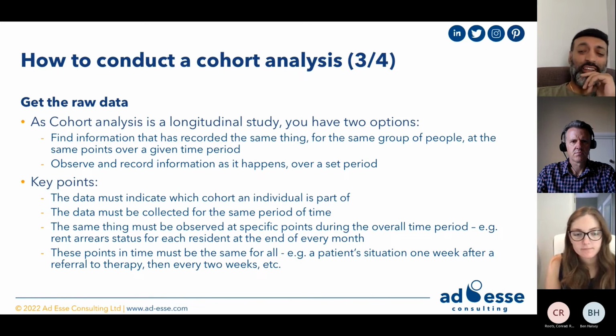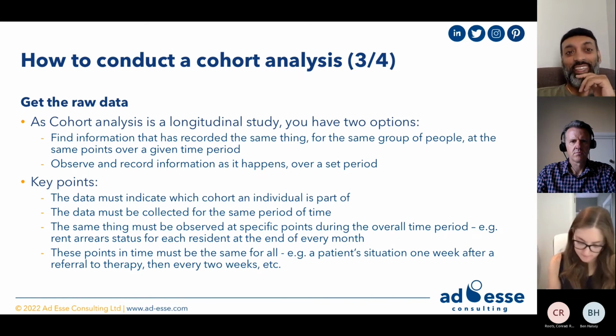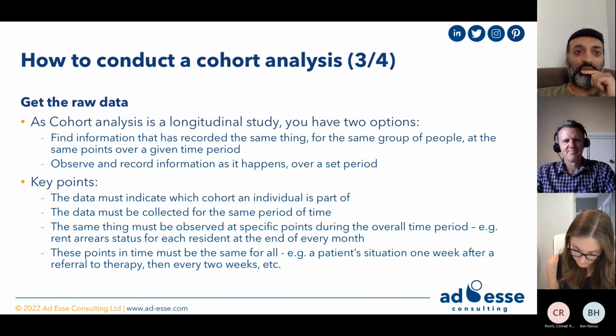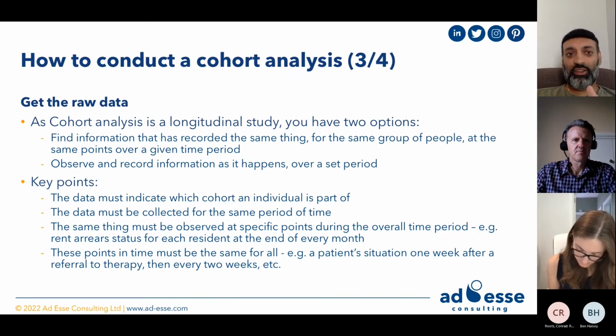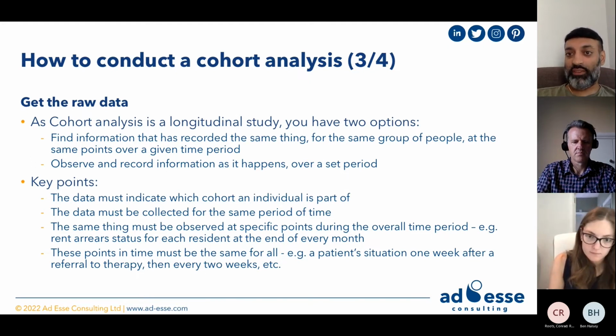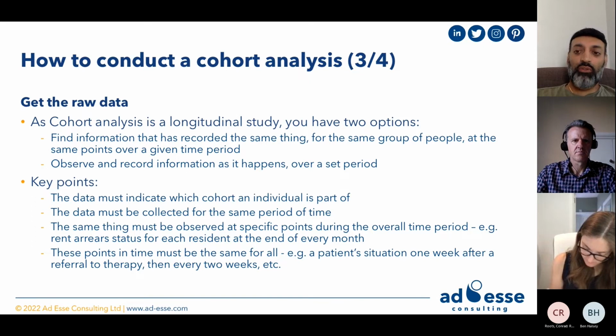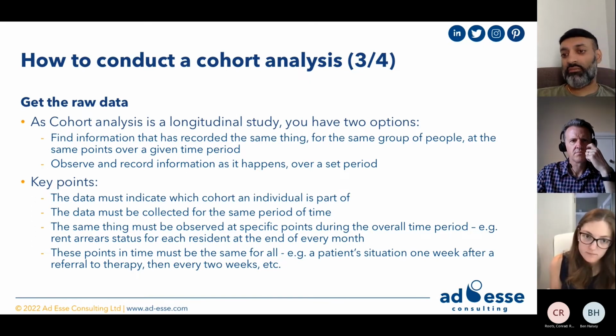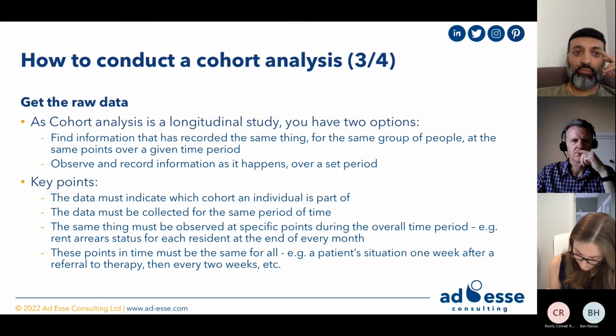Next stage, which is often actually the most difficult, is to get the raw data. Obviously, none of this works without that data in the first place. As it's a longitudinal study, you have a couple of options. So you can either find the information that's been recorded previously for that group of people over those given points of time, which is often accessible. So you might have the status of, I don't know, repairs jobs, for example, at the end of every month. That's the sort of thing that gets recorded by a system and is generally something that we can pull.